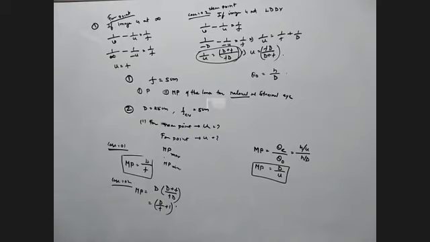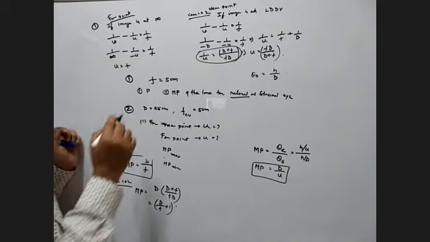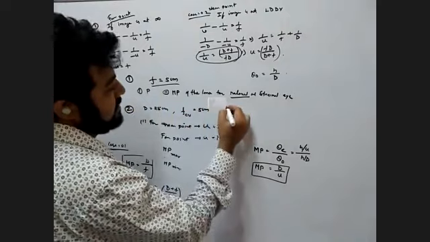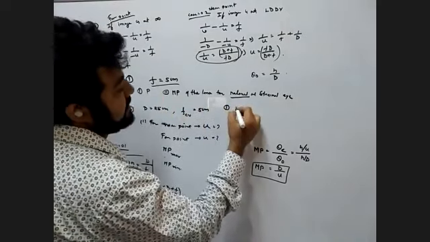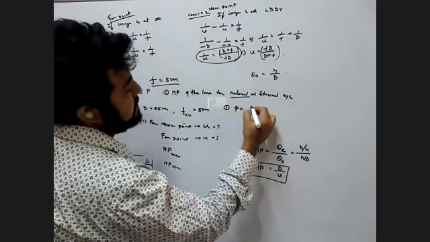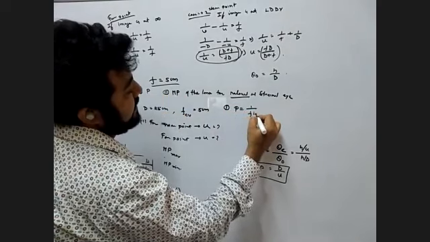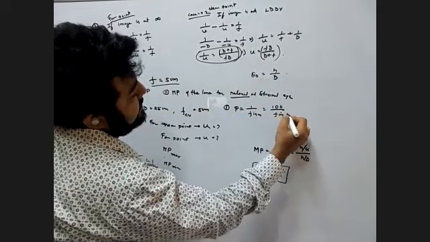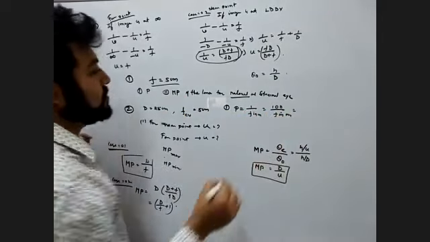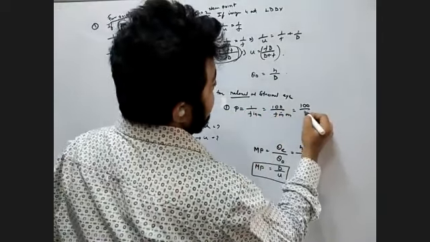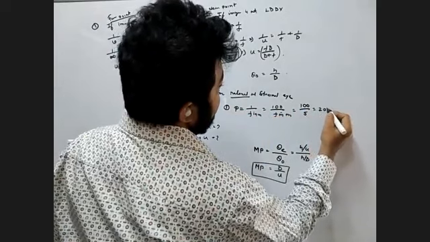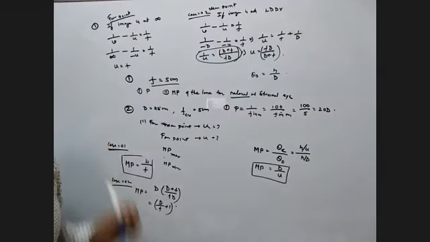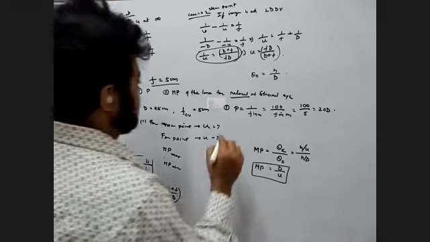See, for the first question, focal length is given 5 centimeter. They ask you the power of the lens. So power of the lens is 1 by f in meter or 100 by f in centimeter. So 100 by 5, that is 20 diopter. Yes or no? Yes, sir.